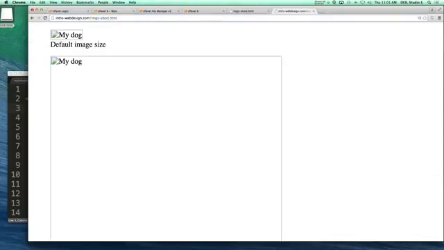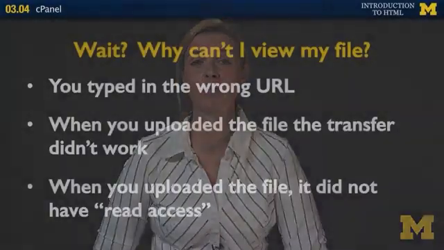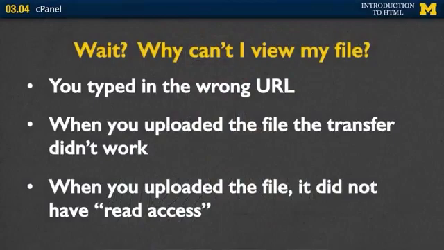Oh, it didn't work. And now we want to think about why that didn't work. Okay, so I have here some issues that may have gone on along with the one I already showed you. And that is, wait, why can't I see my file? Well, there are 3 main reasons. The first might be that you typed in the wrong URL. So go back and check that out again. Did I make sure to type in the right file name? Maybe I forgot and I had an S or something else down there.